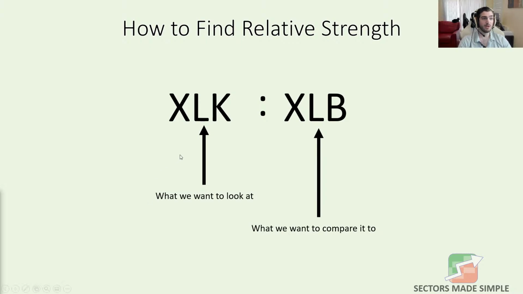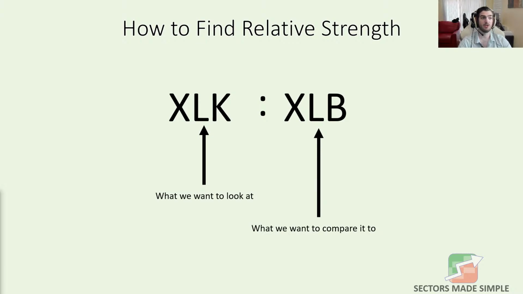Whenever we're looking at this, what we'll end up seeing is if XLK is stronger than XLB, if it's gaining strength, we'll see the chart going up. After all, it is what we are looking at compared to what we are comparing it to. So when the thing we're looking at is growing faster than what we're comparing it to, the chart's going to go up. The value is going to go up.